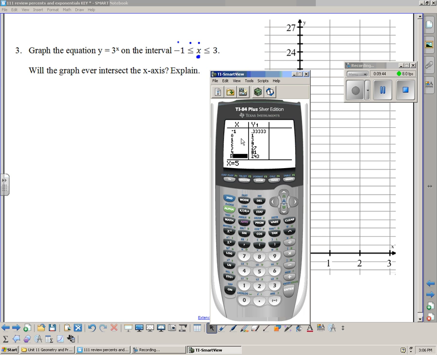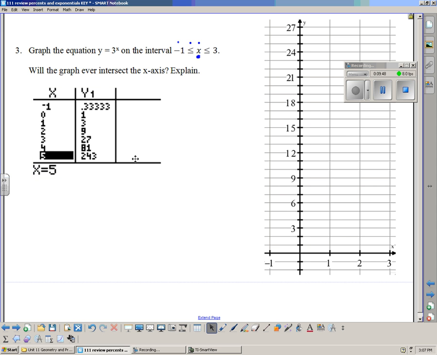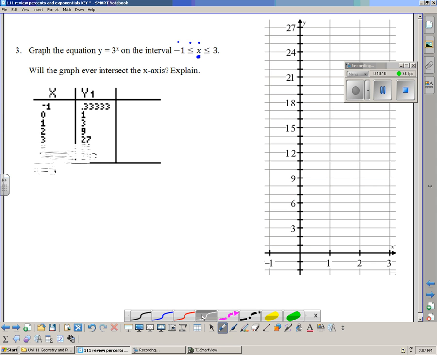So you would want to copy this table down from just -1 to 3. I don't even care about the 4 and the 5. I just care about the table from -1 to 3. So don't even worry about those.